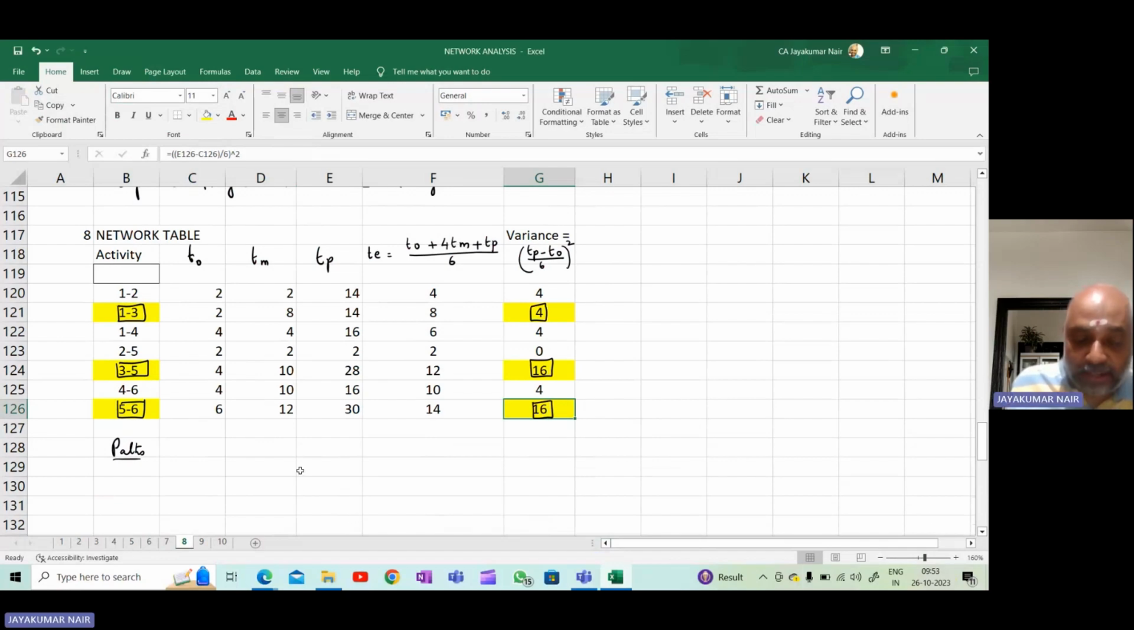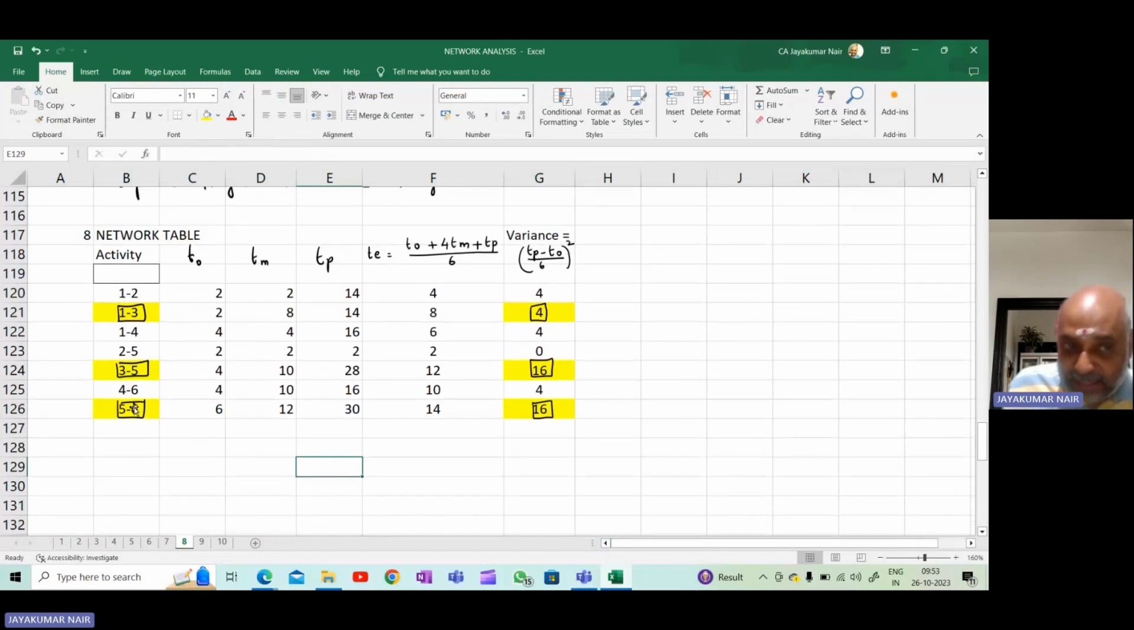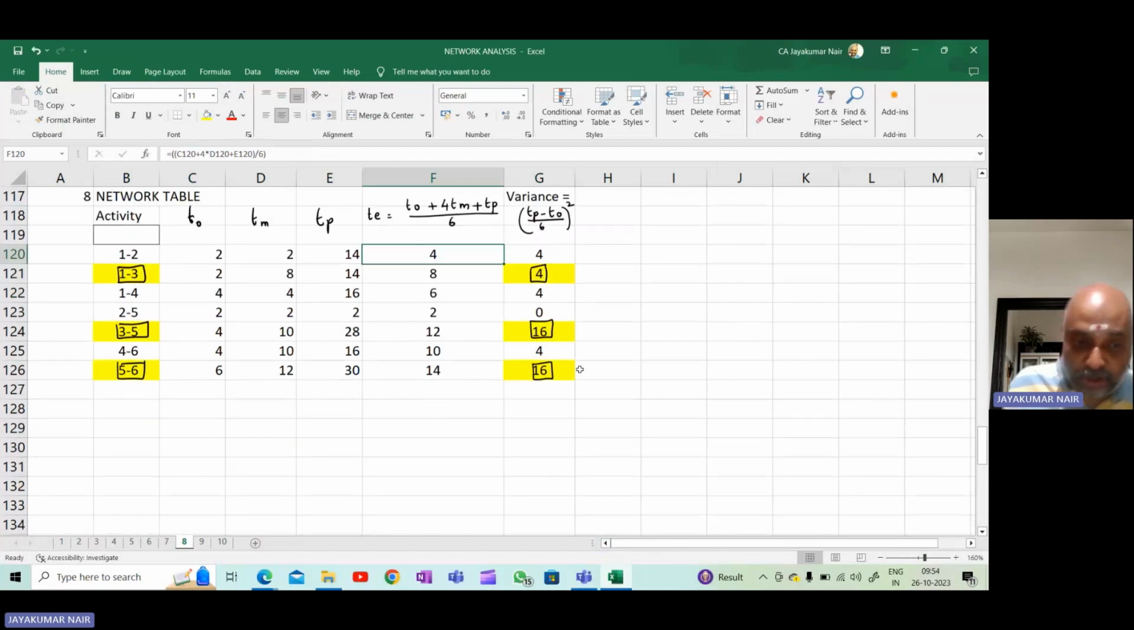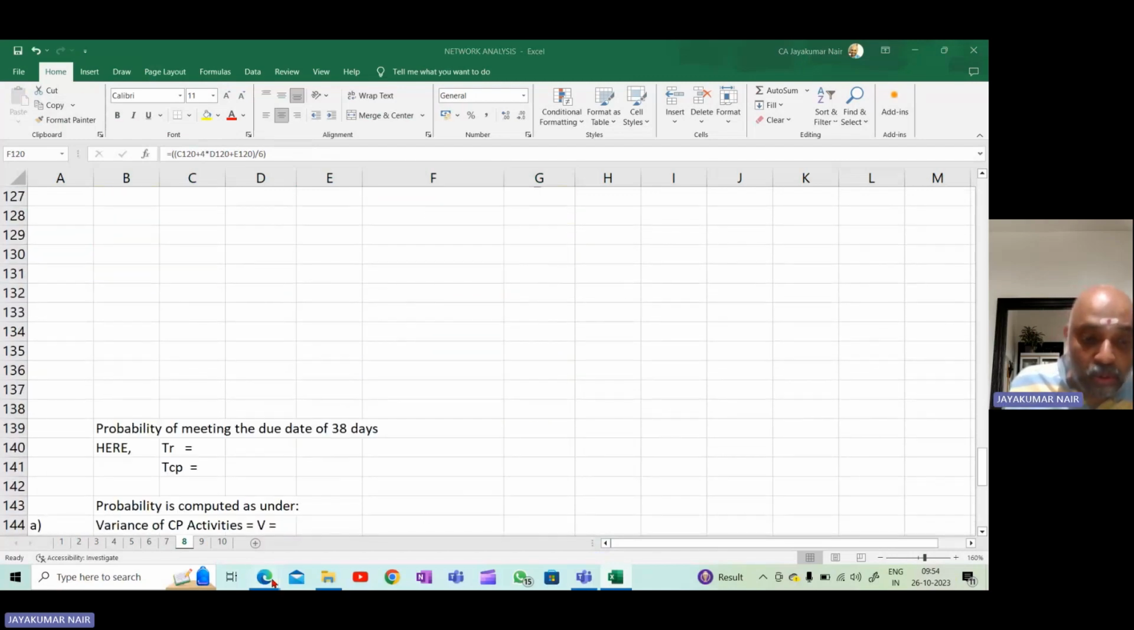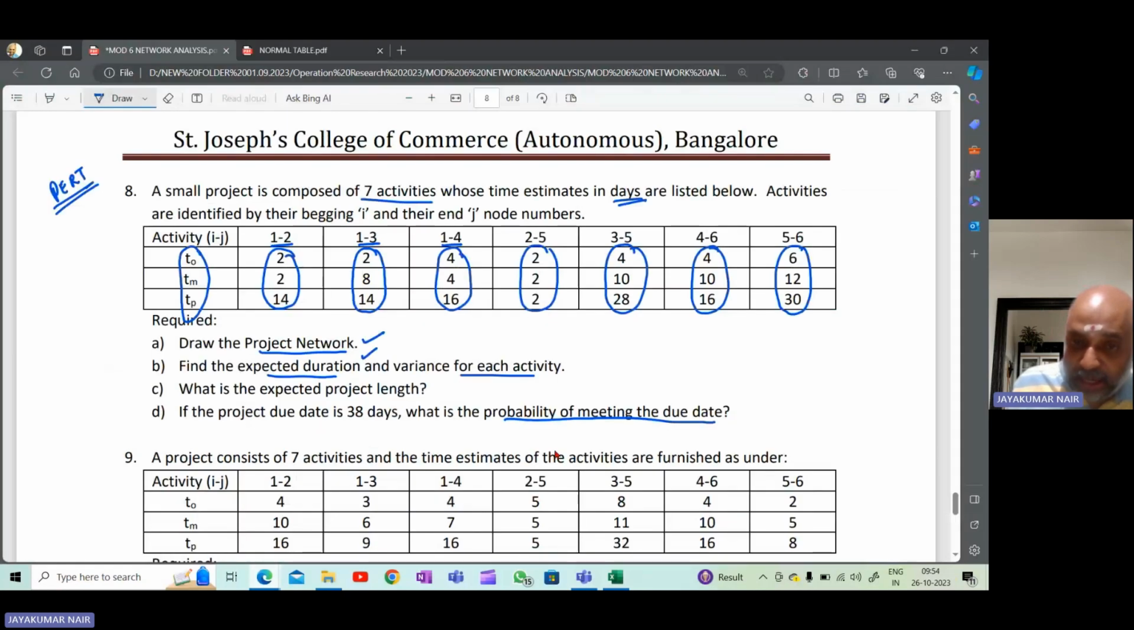Identify also the variance. So what have I done? I have prepared the network table. I've taken the activity TO, TM, and TP, the three expected times. I've calculated the average time or the expected time, and then I found out the variance. Okay, now what is the next question? So we have answered this. This is over, this is over, and this is also done.